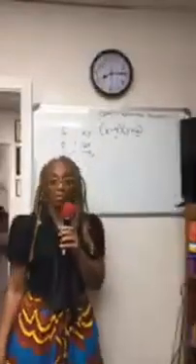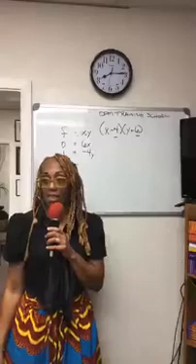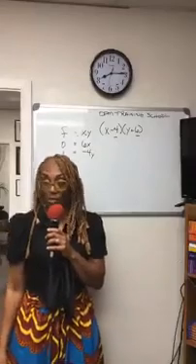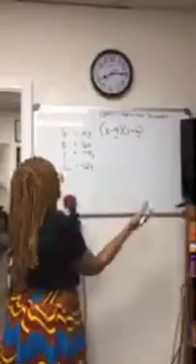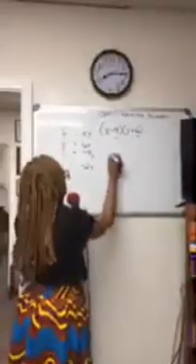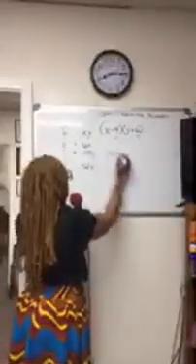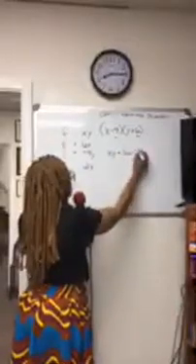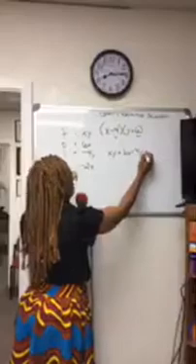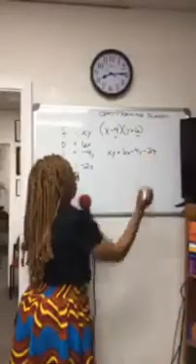Negative times a positive is a negative. 4 times 6 is 24. So it's going to be negative 24. That's correct. Now we rewrite it out where we have xy plus 6x minus 4y minus 24.